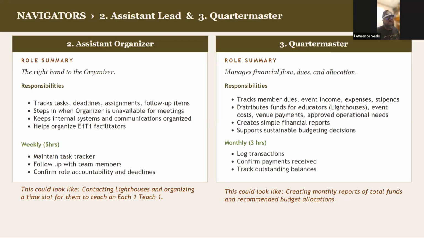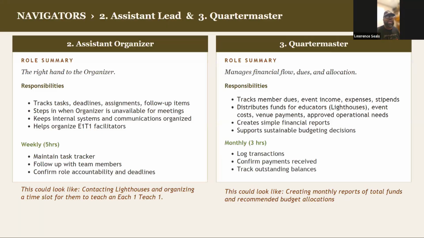Right. Next is a quartermaster. The role summary for the quartermaster: they manage financial flow, dues, and allocation. Their responsibilities: they track member dues, event income, expenses, stipends, distribute funds for educators, event costs, venue payments, approve operational needs. They create simple financial reports and support sustainable budgeting decisions. Their monthly offering to the community would be around 3 hours, right? And this could look like creating monthly reports of total funds and recommended budget allocations.